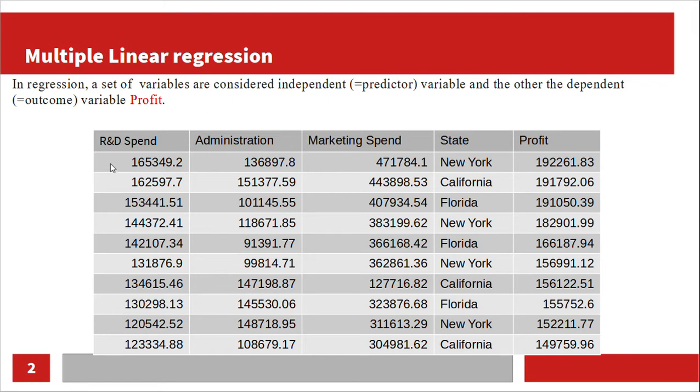For example, the first startup company spent this amount of money on research and development, this amount on administration, this amount on marketing, and they gained this profit.